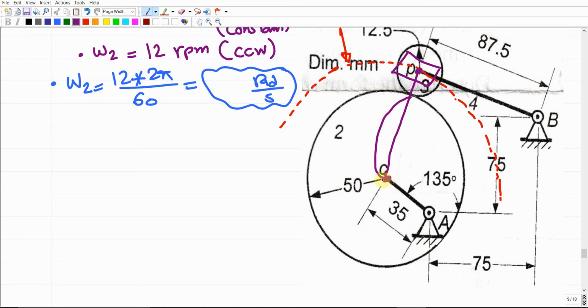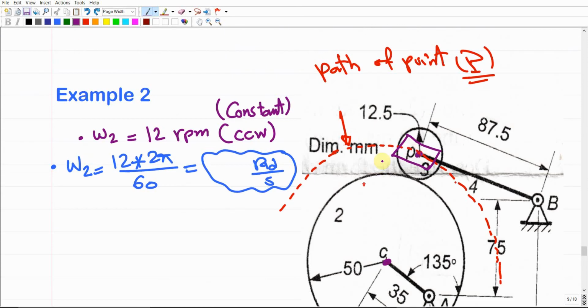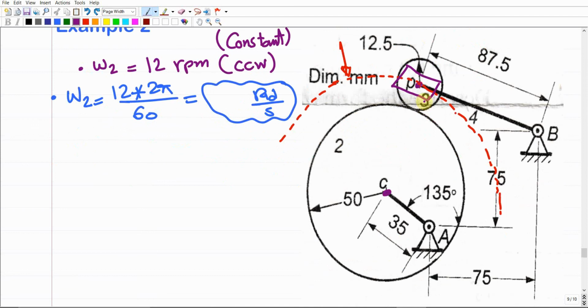And in the meanwhile, this is the center point of the curvature or the curved path of point P, plus the radius of the roller itself. The radius of this big circle is already provided. Yeah, it is given here as 50 millimeters. This is the radius of the big circle, plus the radius of the roller, which is 12.5. So we're going to conclude that rho, which is the radius of this curvature, is 50 plus 12.5. You can calculate this as 62.5 millimeters.